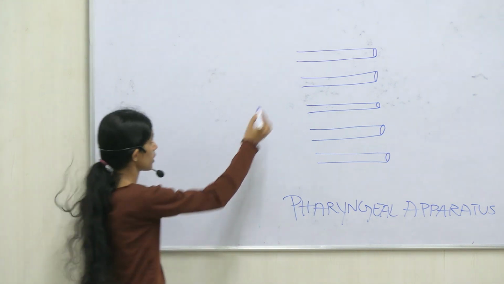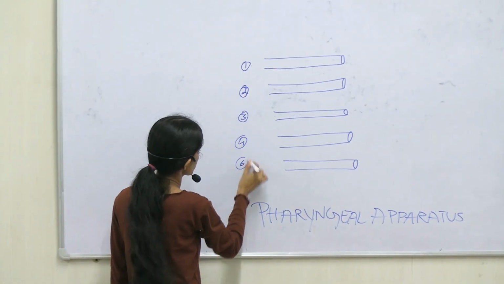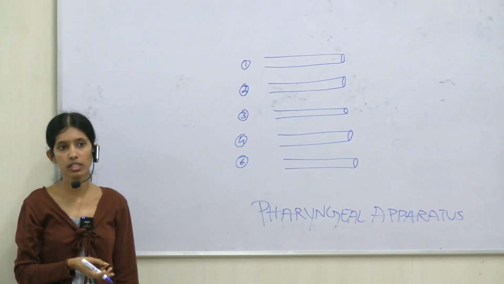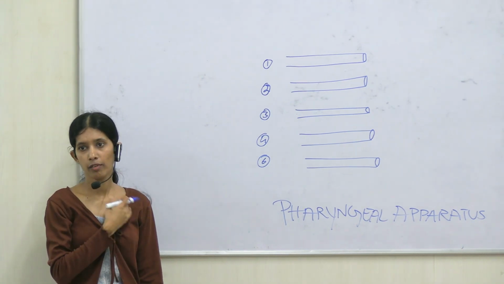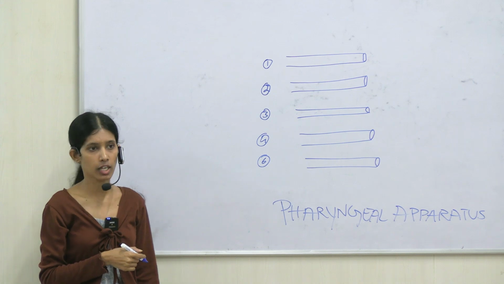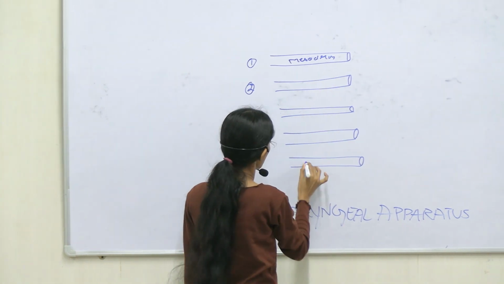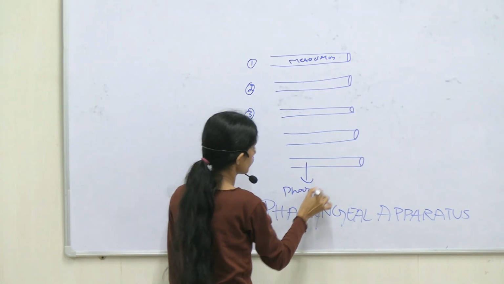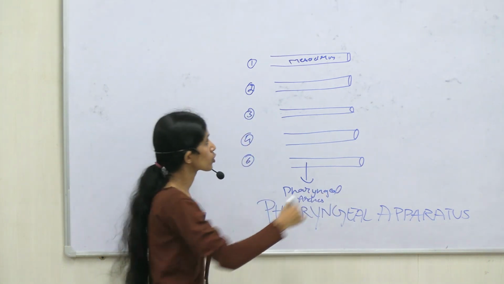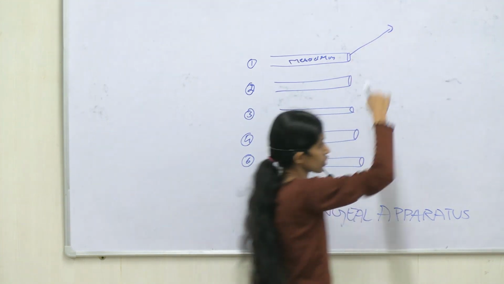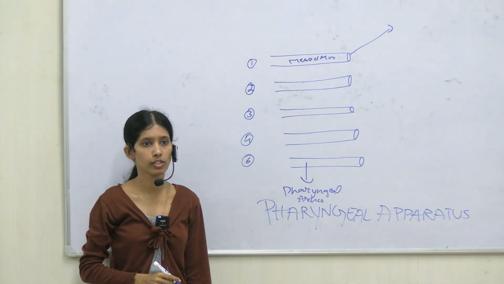So these are your pharyngeal arches. We name them first, second, third, fourth and sixth. We have a muscle, nerve, bony part, blood supply and derivatives for each and every pharyngeal arch. This is the mesoderm part, that is the pharyngeal arch. So what is the derivative of your first pharyngeal arch?